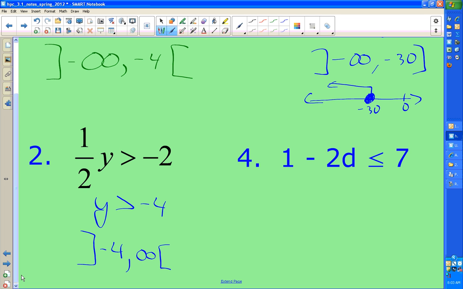Max, what do we do first? I know you haven't done it yet, but yeah, you minus the 1 from both sides. So what do you get? -2d is less than or equal to 6. And then what? You divide -2 out both sides. D is greater than or equal to -3. So what's your notation going to look like?